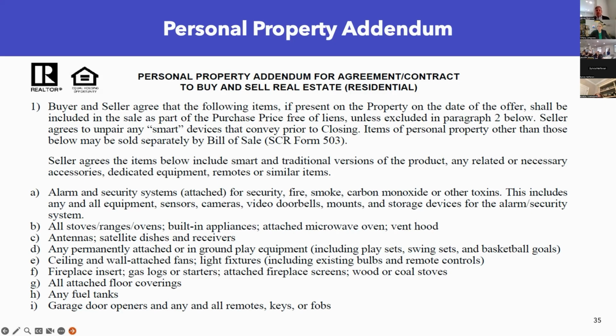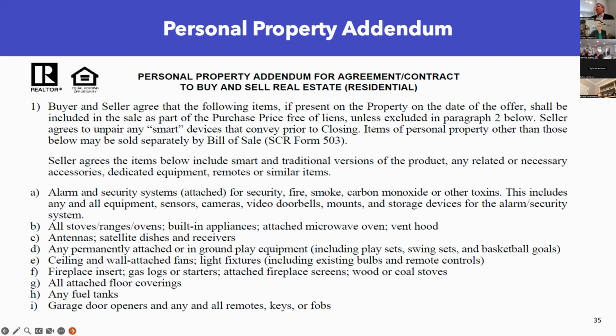By the way, one of the things, notice between the 1 and the A, the items below include smart and traditional versions of those things. So it includes your Ring doorbell and it includes your regular ding dong doorbell. Okay, both are there and both are included in the sale. Unless noted.